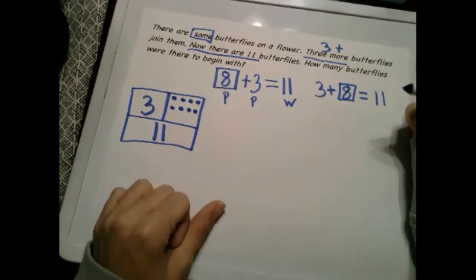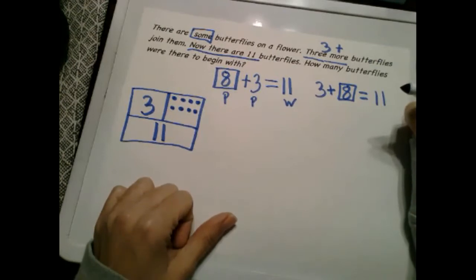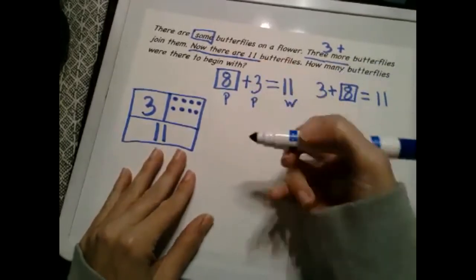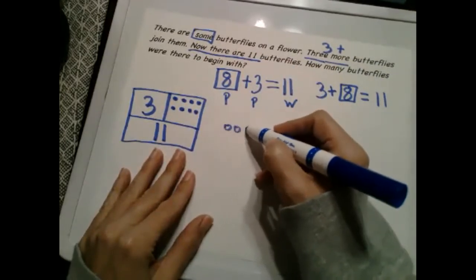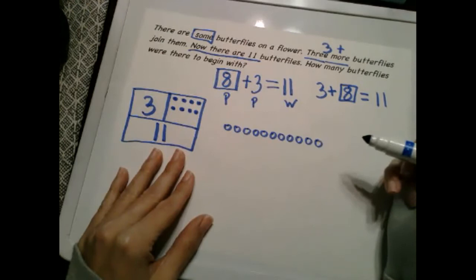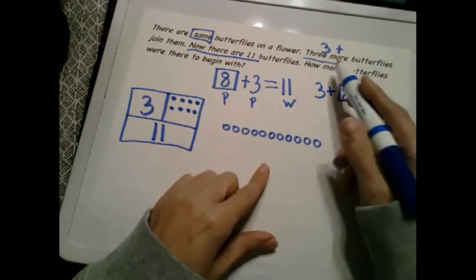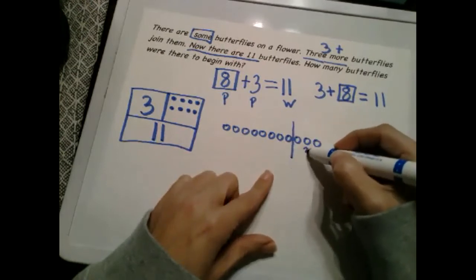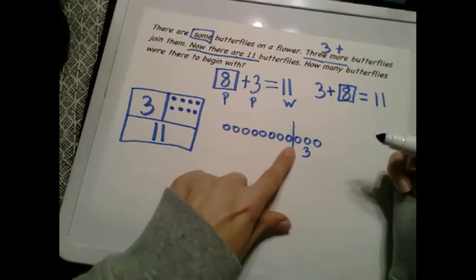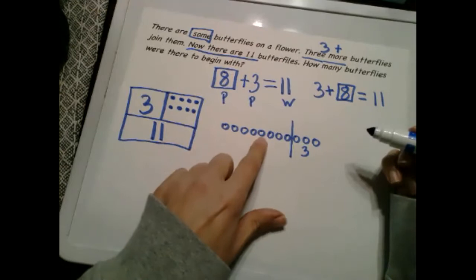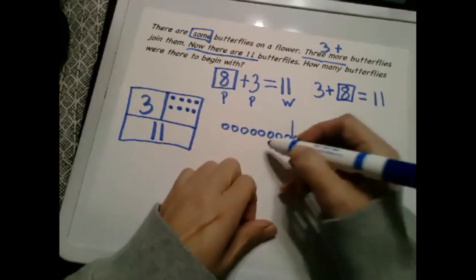Another way that I saw someone do that was they knew they had 11 counters. So they know they weren't going to have more than 11. So 1, 2, 3, 4, 5, 6, 7, 8, 9, 10, 11. They know that the 3 came. So they went ahead and separated 3. So how many did they start with? They started with 1, 2, 3, 4, 5, 6, 7, 8.